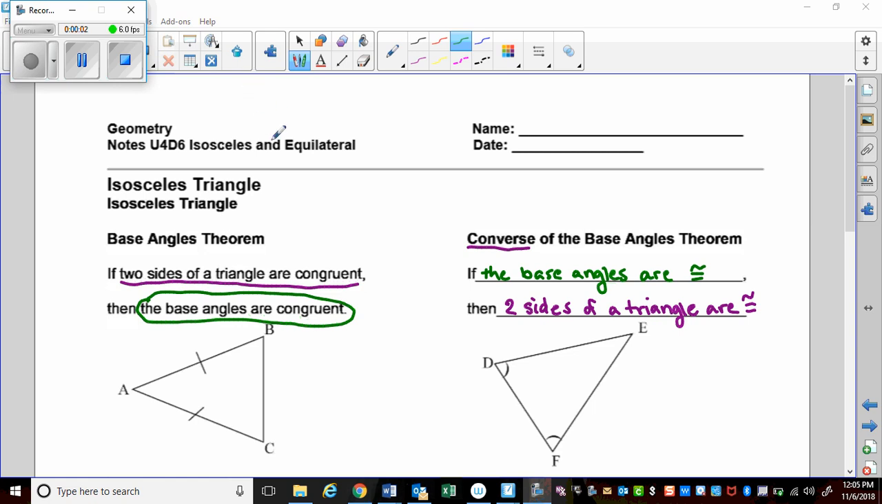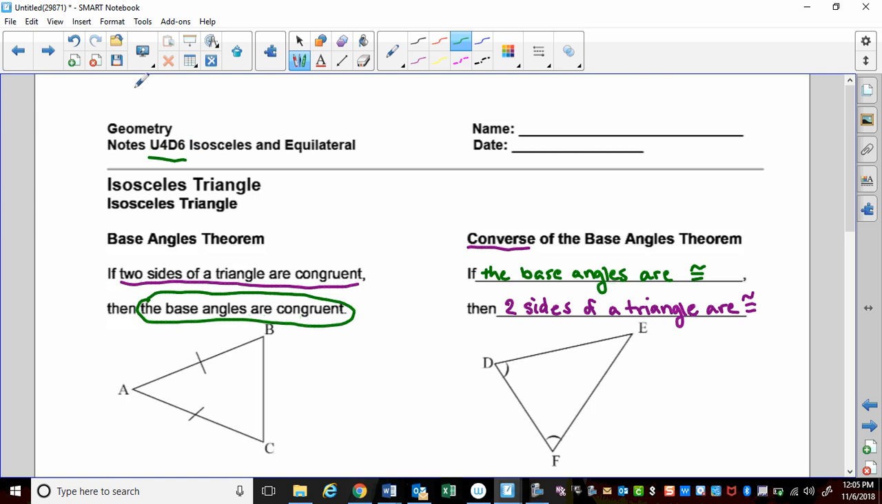Good morning. Today we're going to go over Unit 4, Day 6 and Day 7 notes. Day 6 notes, we kind of already went over how to classify a triangle and what an isosceles and equilateral triangle is. We're just going to go over how to solve equations using this information.